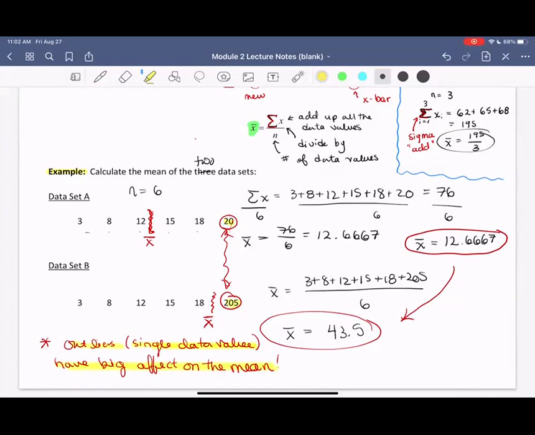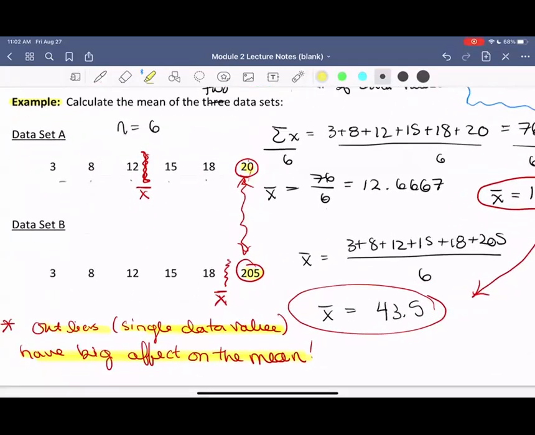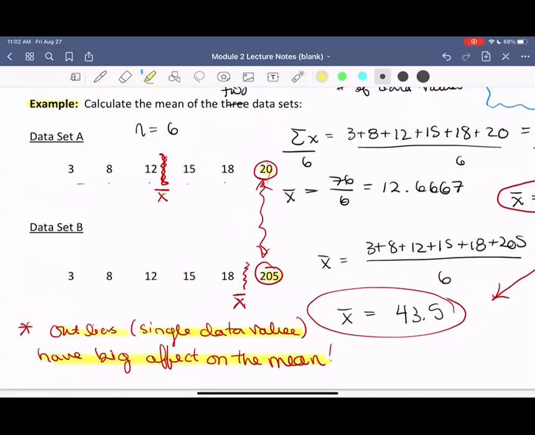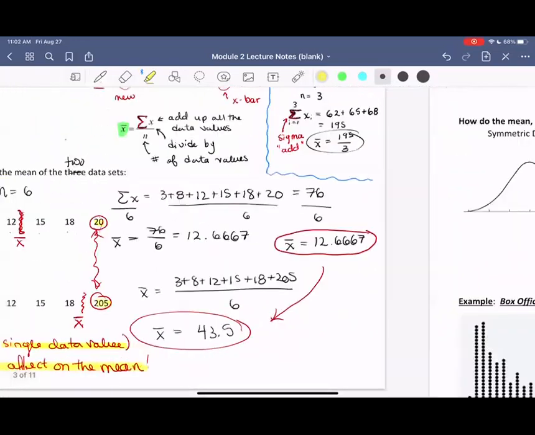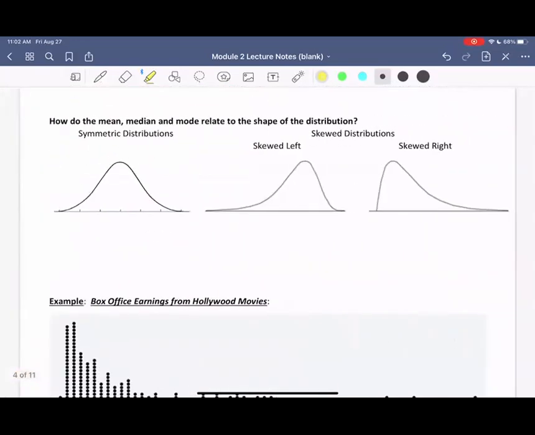So then you might be curious, well, how do outliers or single data values affect the median? So on this next page, we're going to look at exactly that. How do the mean and median and mode relate to the shape of the distribution? So we've already talked about mode, so we're just going to cross that out and just look at the mean and median and the shape of the distribution.